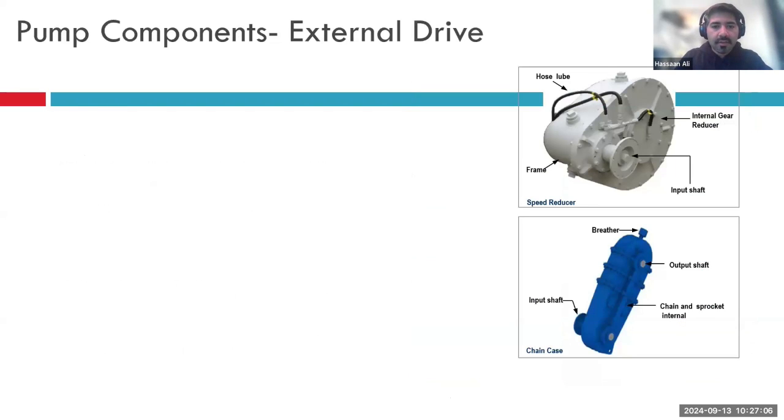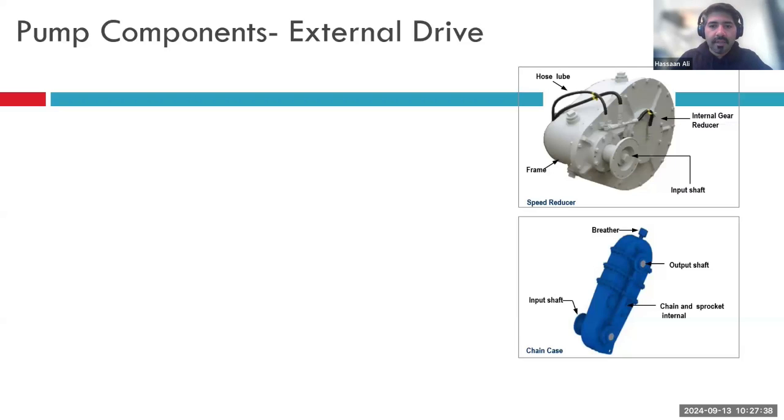Going to the external components. In the external components, you will have what we call a speed reducer. This is the input shaft. This is where your diesel engine or a gas engine will be connected. It passes through a gear reducer, essentially your gearbox, and at this end it will be connected to your reciprocating pump.